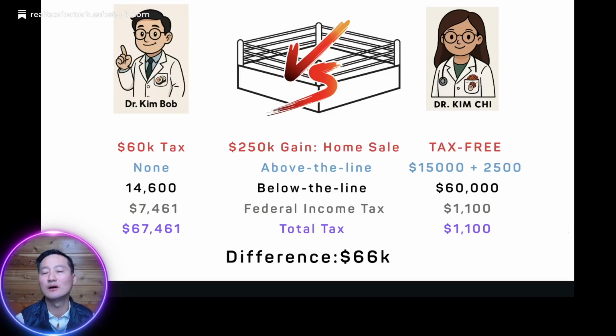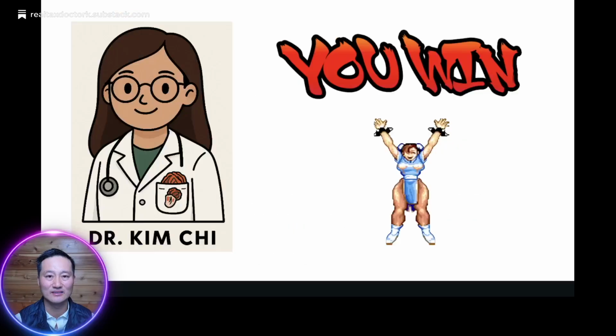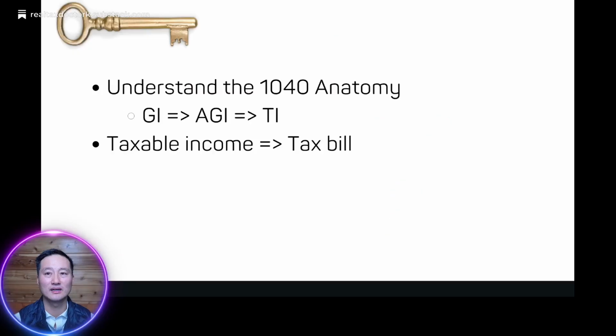In the showdown of Dr. Kimchi and Dr. Kimbap, the difference came out to be a whopping $66,000 in tax savings. So one can safely conclude that Dr. Kimchi won the match by a landslide.